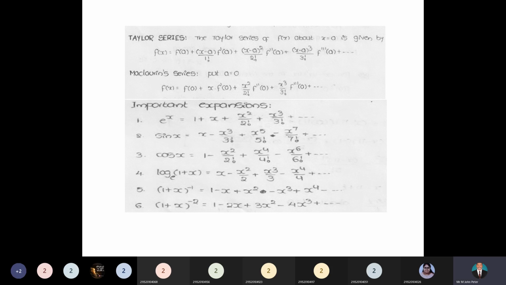For this we have to know some series expansions. So e power x equals 1 plus x plus x square by 2 factorial plus x cube by 3 factorial plus x power 4 by 4 factorial and so on. Instead of x, the same series we can use with minus x also, that means replace x by minus x on the right hand side. For example, e power minus x will be 1 minus x plus x square by 2 factorial minus x cube by 3 factorial plus x power 4 by 4 factorial and so on.